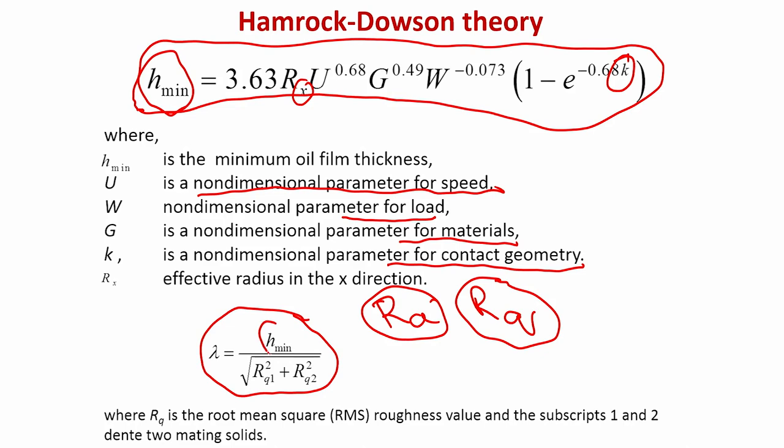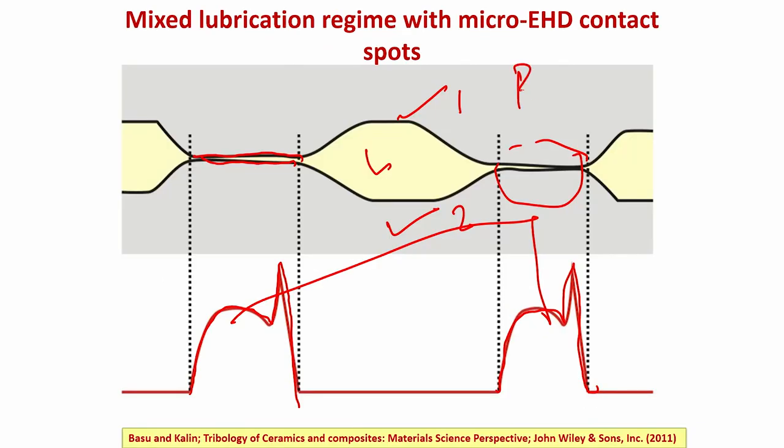Lambda is nothing but H mean, that is the minimum fluid film thickness, divided by the square root of R q1 squared plus R q2 squared. That means, if it is R q1 here and R q2 here, and this is your H mean here, then this H mean divided by the square root of these two terms would give you the lambda value.